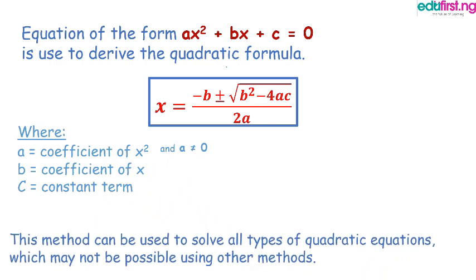Now, a is not equal to 0 means a can never be 0. It can be 1, 2, 3, 1000. It can be minus 1, minus 2, minus 2000. It can be a fraction. But once it's 0, that means there's no more x squared, because anything multiplied by 0 is 0. And b is the coefficient of x and c is a constant term.